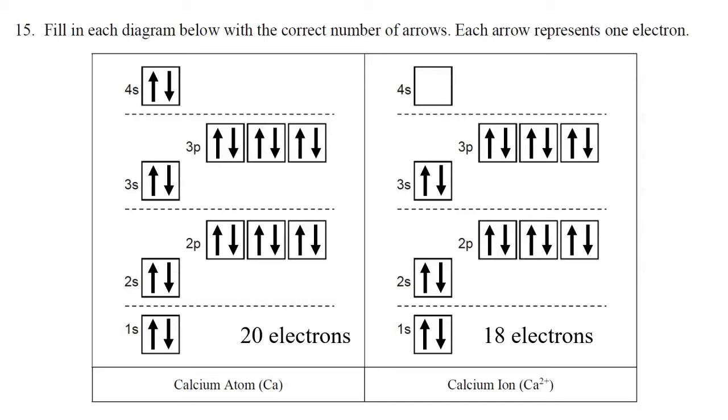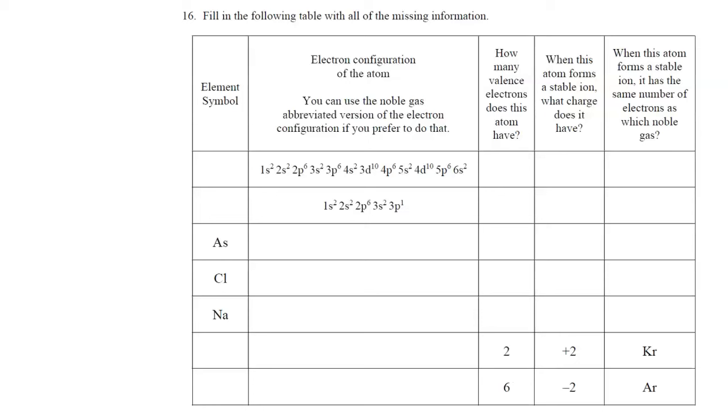Now let's take a look at question 16. In question 16, we are given a table, and in this table there are 7 different rows, but each row has only been filled with a partial amount of information. So the instructions in question 16 is to fill in the table with all of the missing information.